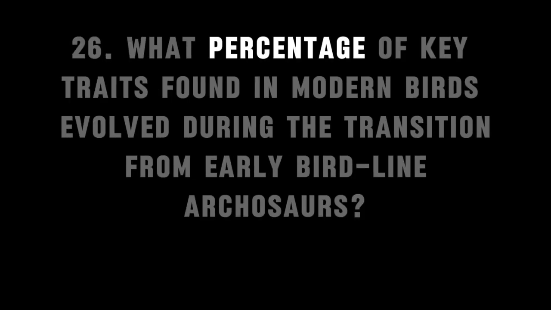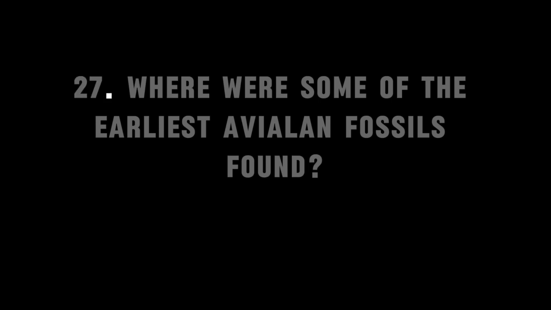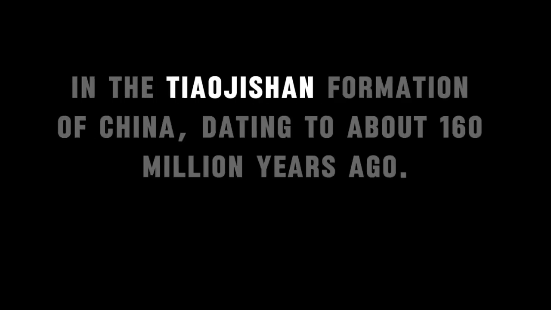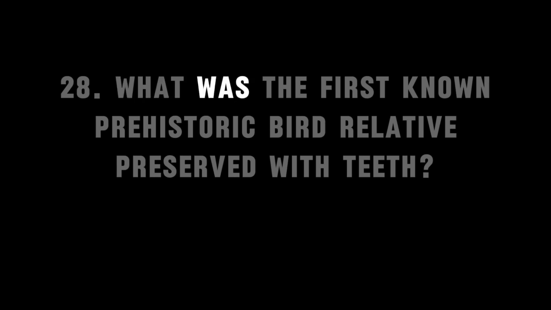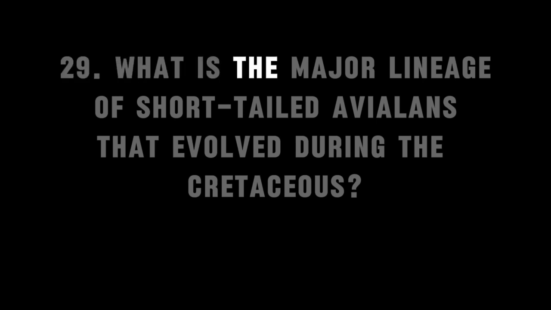26. What percentage of key traits found in modern birds evolved during the transition from early birdline archosaurs? Over 40%. 27. Where were some of the earliest avialan fossils found? In the Tiaojishan Formation of China, dating to about 160 million years ago. 28. What was the first known prehistoric bird relative preserved with teeth? Ichthyornis.